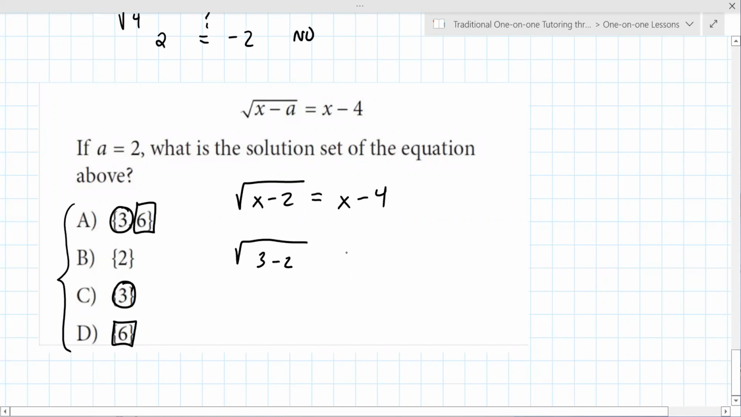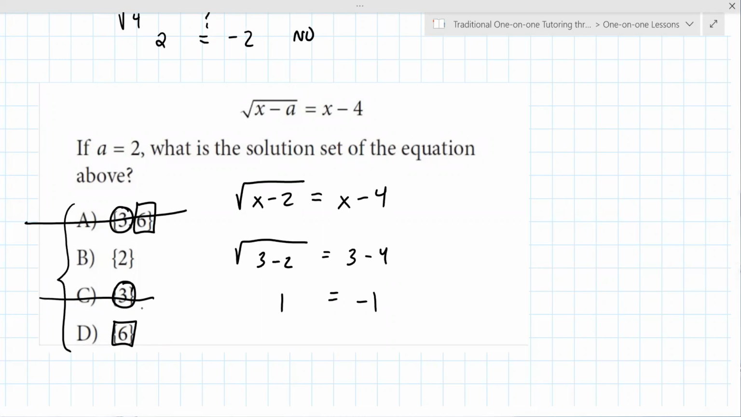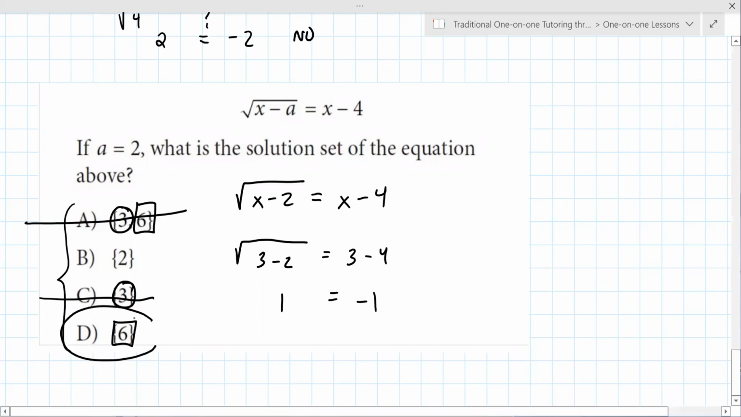Okay, so try it in there. Square root of 3 minus 2 equals 3 minus 4. What's the problem on the left-hand side here? Left-hand side is square root of 1. Okay, I'm sorry, right-hand side. What's the problem over here? -1. So we know that 3 is not a solution, which means not an answer. So you try D. You try D or B, doesn't matter which one, but D will end up being the correct answer.